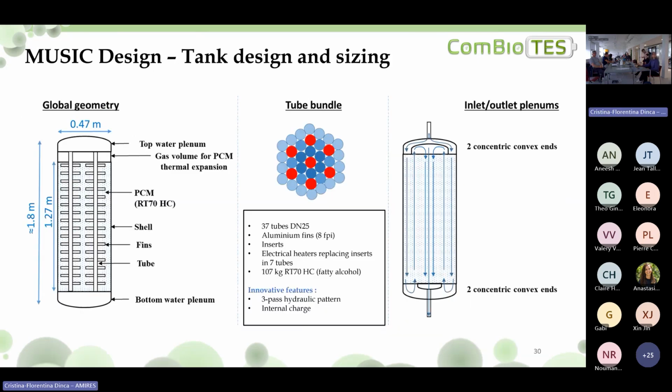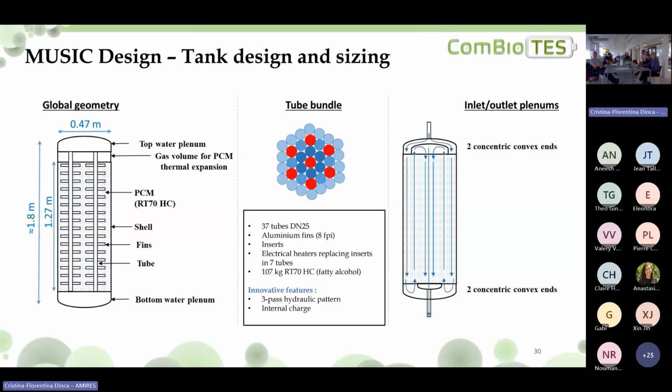So the tank design, again, this was presented by the project coordinator with the geometry, the tube bundle, and how it looks like. And there were 2 innovative features in the design compared to state-of-the-art tube and shell thermal energy storages. The first one is that the hydraulic pattern was built in split paths, which is not very usually encountered for vertical tubes. It's easier with horizontal ones.